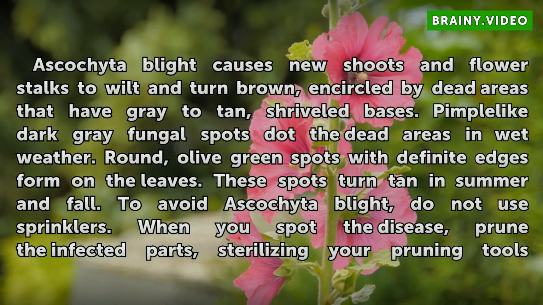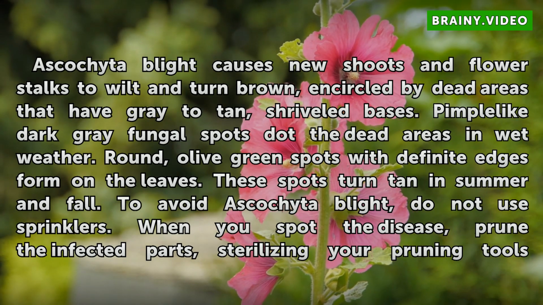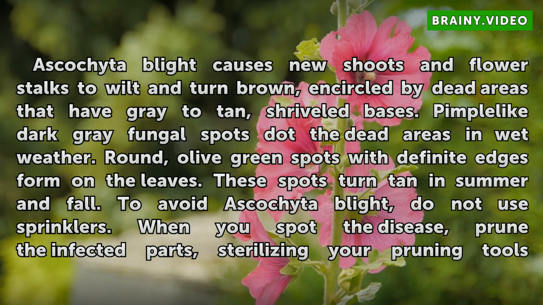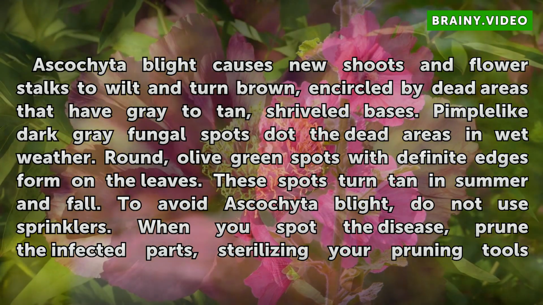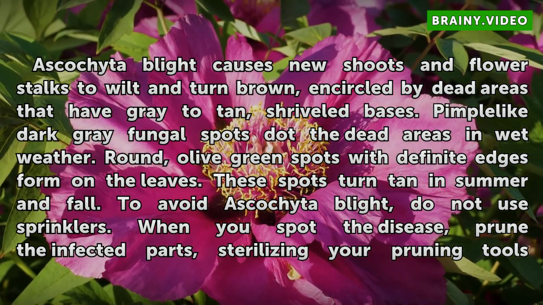Ascochyta blight causes new shoots and flower stalks to wilt and turn brown, encircled by dead areas that have gray to tan, shriveled bases. Pimple-like dark gray fungal spots dot the dead areas in wet weather. Round, olive-green spots with definite edges form on the leaves. These spots turn tan in summer and fall.